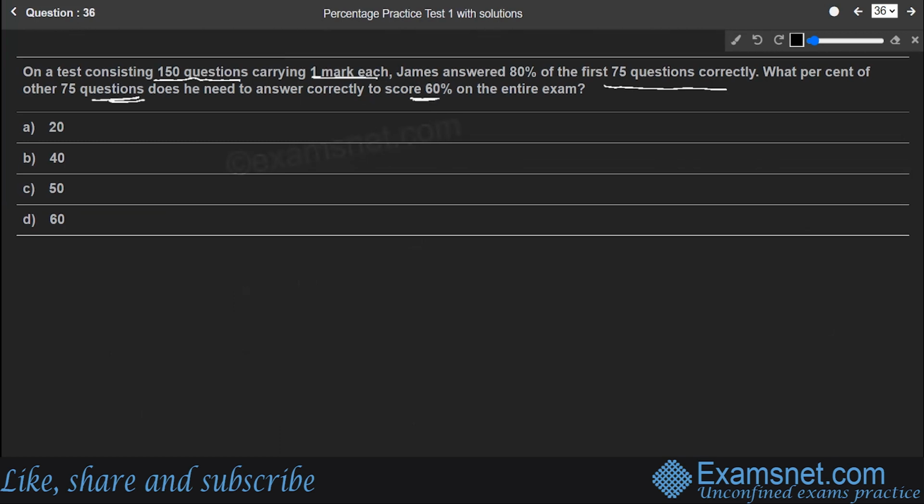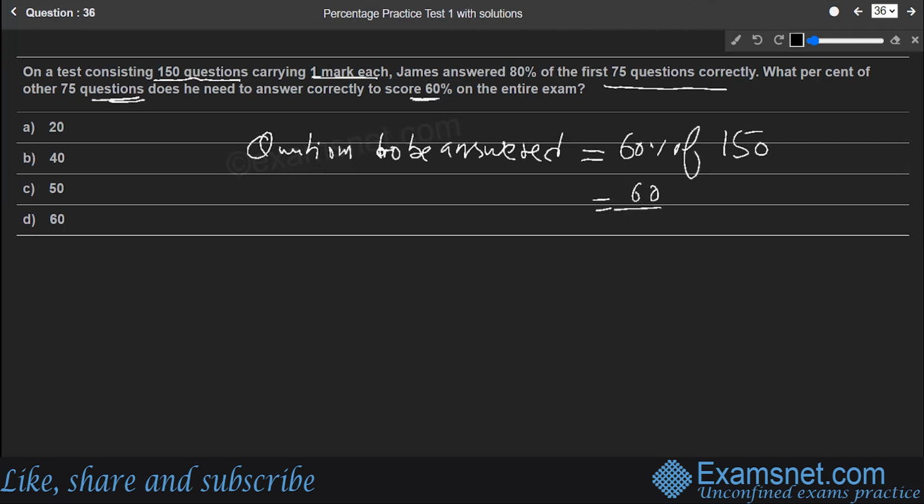Ultimately, the main line to focus on is how much is the total to be scored. He has said 60% of the entire exam is to be scored, and the total number of questions is 150. So how many questions are ultimately to be answered? 60% of the total exam questions, which are 150. That is nothing but 60 by 100 into 150. If we solve this, it comes out to be 90. So ultimately, he has to answer 90 questions correctly.